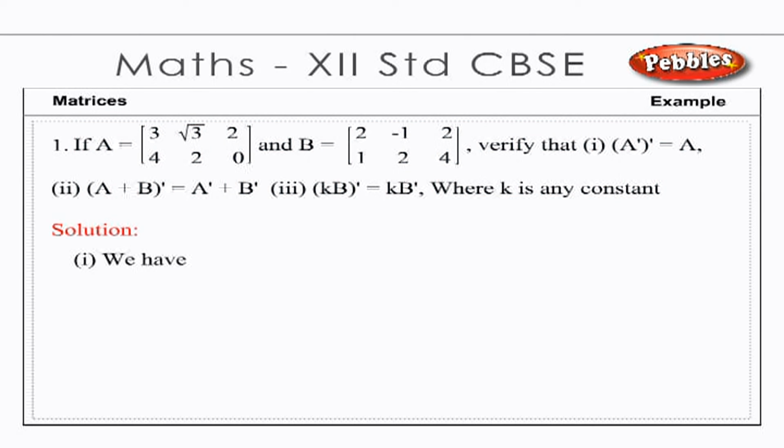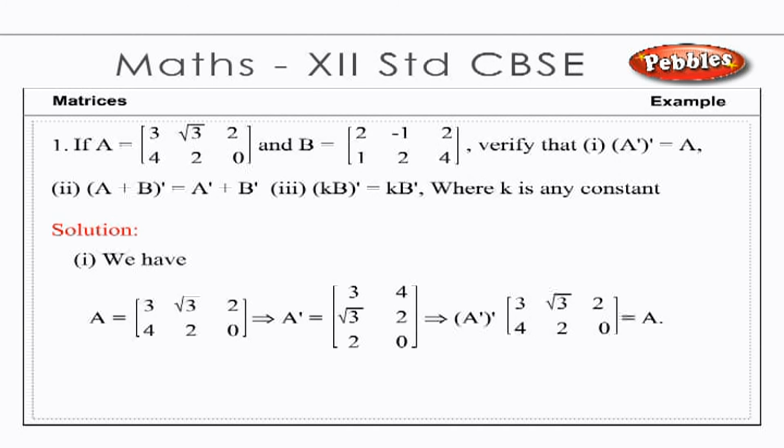Solution. Subdivision 1. We have A is equal to matrix 3, root 3, 2, 4, 2, 0, which implies A' is equal to matrix 3, 4, root 3, 2, 2, 0, which implies (A')' is equal to matrix 3, root 3, 2, 4, 2, 0 is equal to A. Thus, (A')' is equal to A.